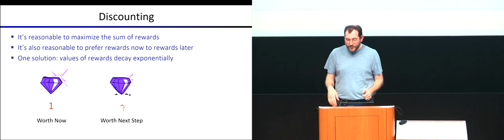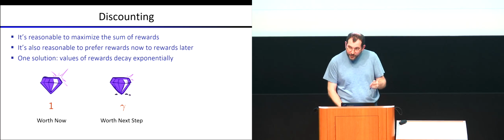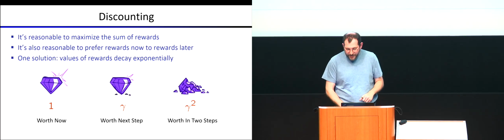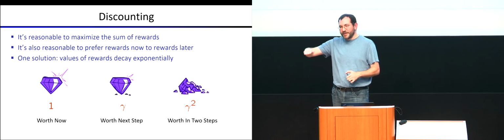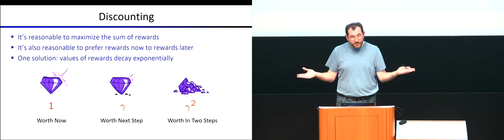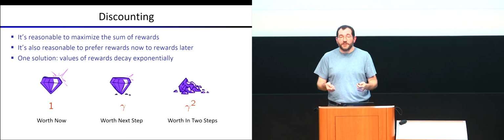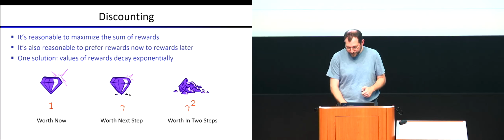If you want the things to be worth less later. But there are different points you could set in between. And then in 2 time steps, it would be worth gamma squared. And so the value of a reward will decay exponentially, where the rate of that decay is something that is actually an input to the problem rather than something you can derive.